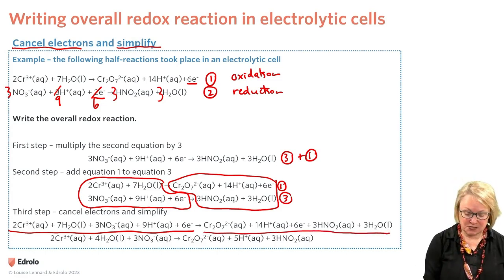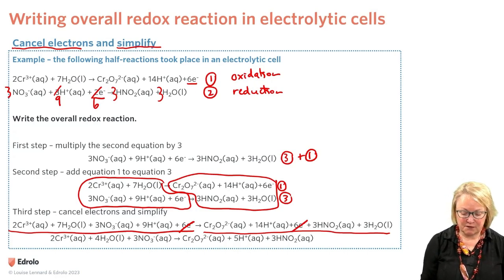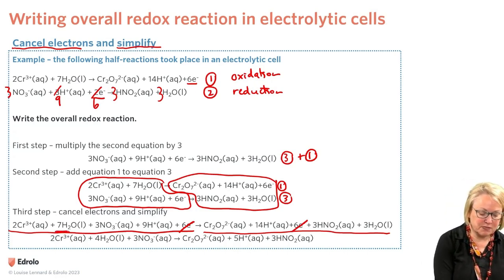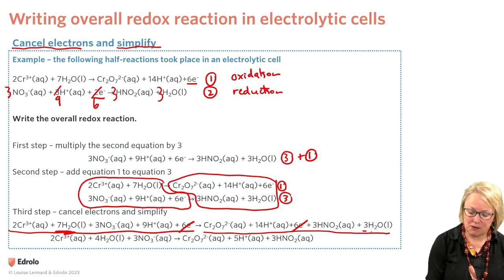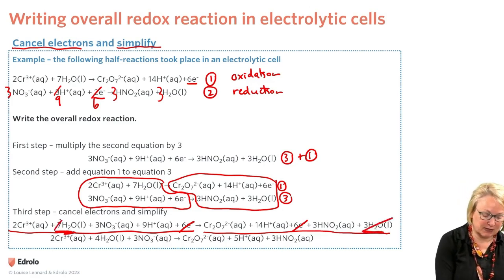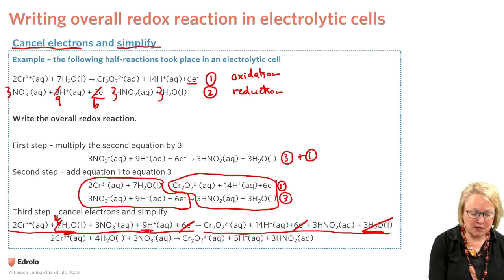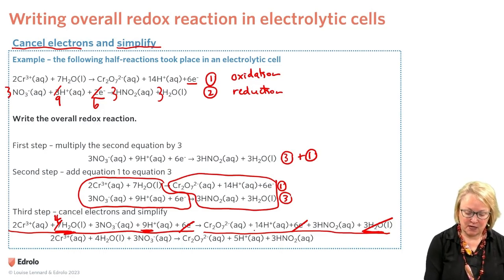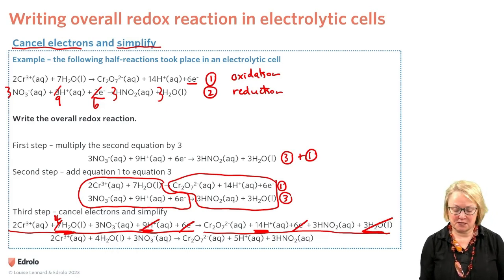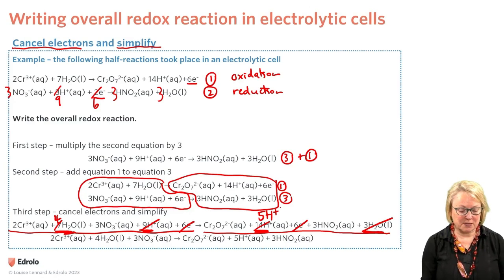Then we can cancel the electrons. So we've got 6 electrons on each side, so we can cancel those. But if we look carefully, we've got water molecules 7 on the left and 3 on the right. So we can cancel the 3 out on the right and be left with 4 water molecules. And we have 9 protons on the left and 14 protons on the right. So we can cancel out those 9 protons on the left and be left with 5 protons on the right.